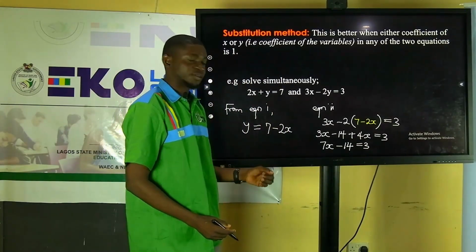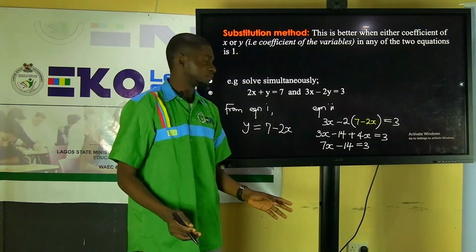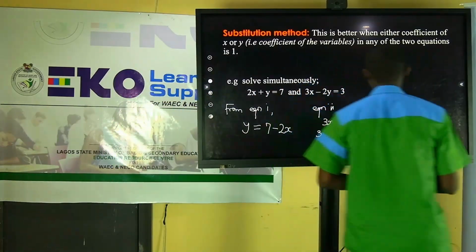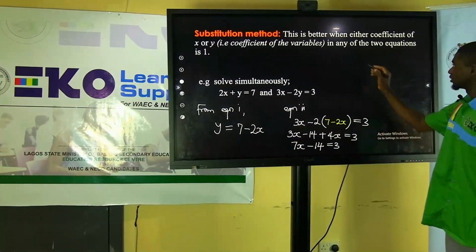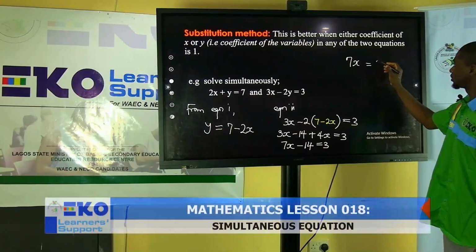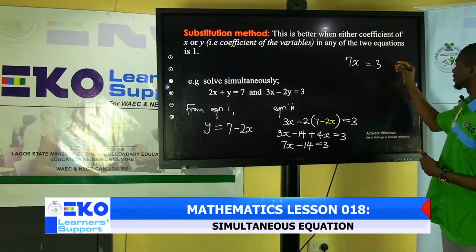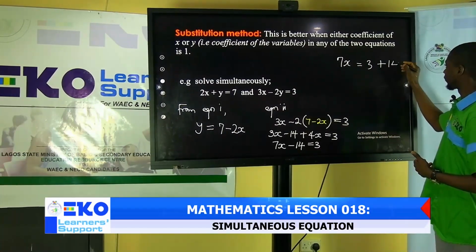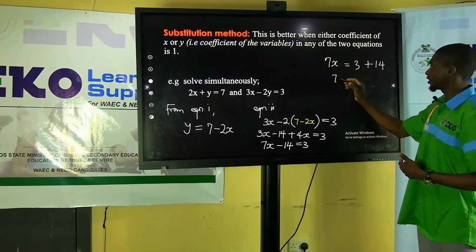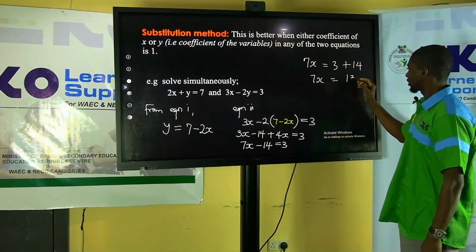Next thing for us here is to make x the subject. In doing that, it becomes 7x equals 3. This is negative 14. You take it to the other side, it becomes positive, plus 14. So we have 7x equals 17.